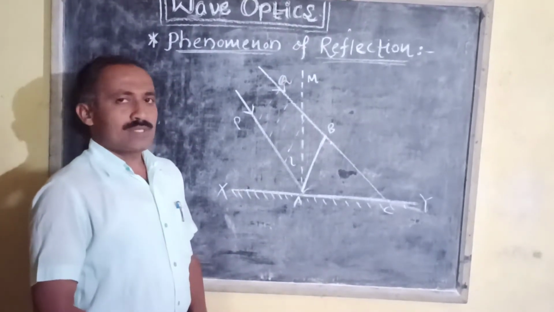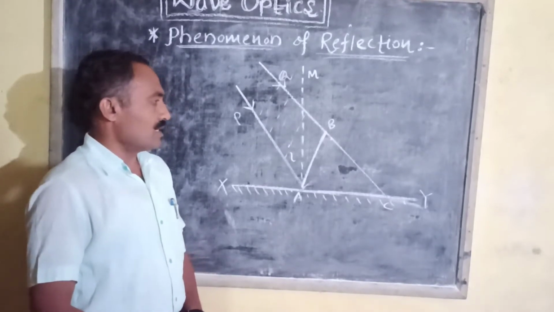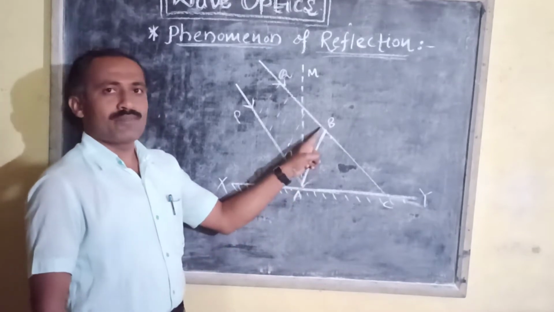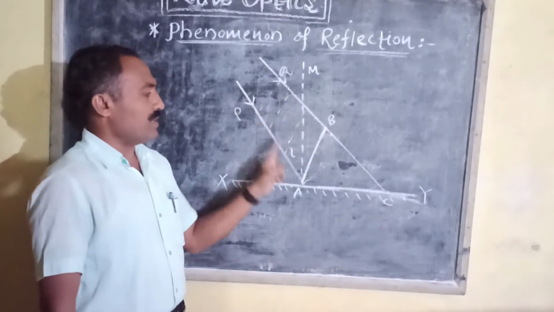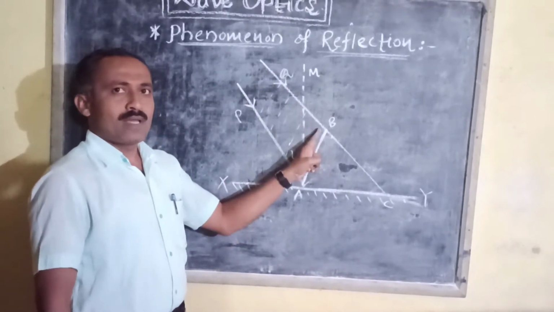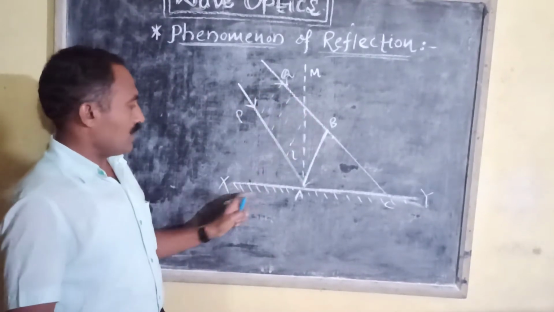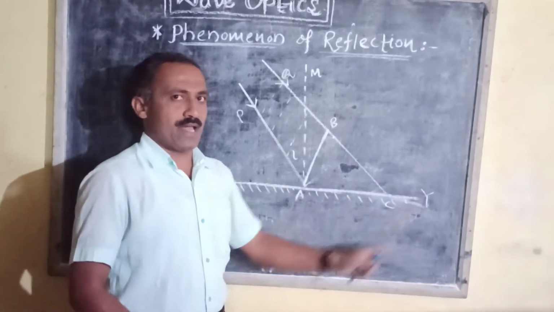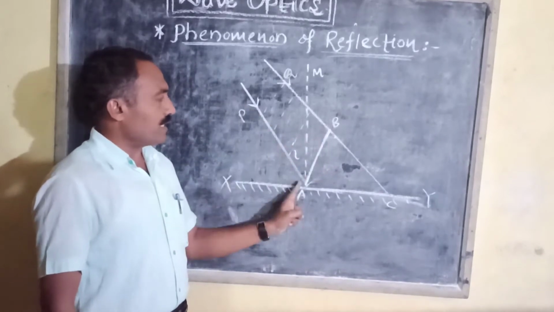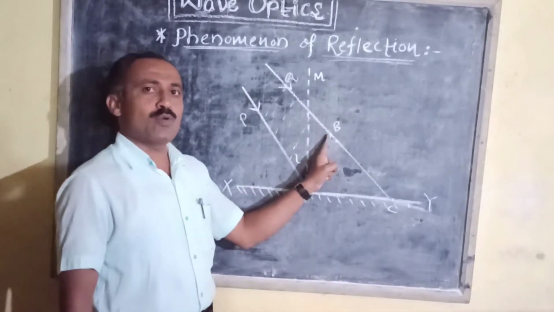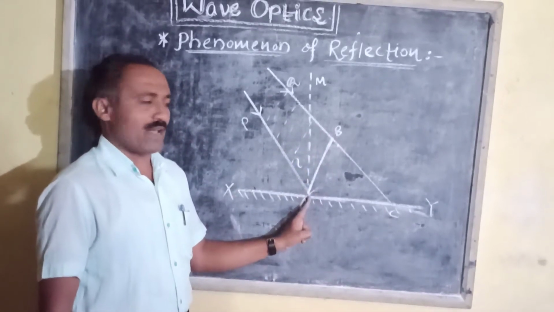In order to see the phenomenon of reflection of the plane wavefront, consider the plane wavefront AB bounded on two sides by two parallel rays PA and QB. The wavefront is incident obliquely on the plane reflecting surface XY.